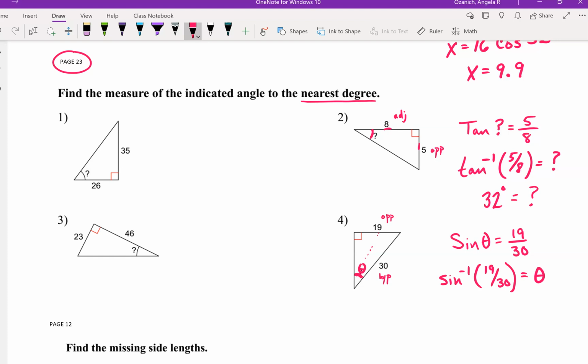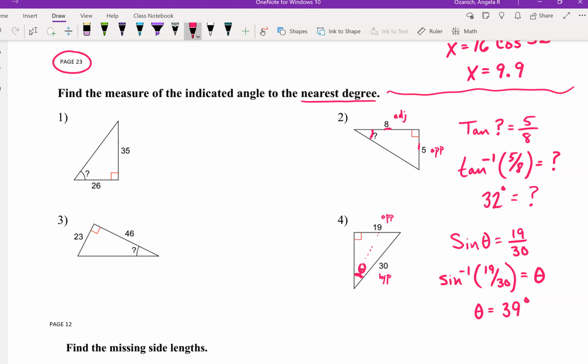What did we get on this one? 39.29, 39.3. If we go to the nearest degree, probably theta is equal to 39 degrees. Boom. All right, and we're done with that piece.